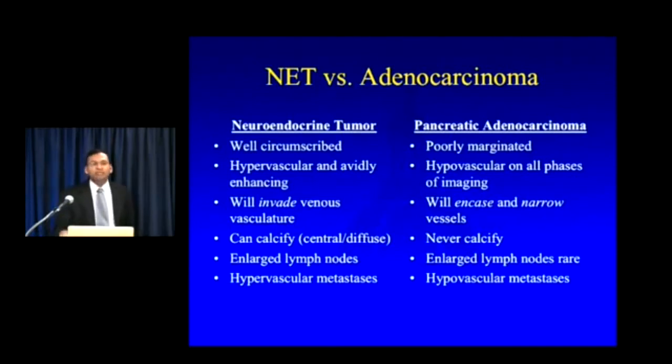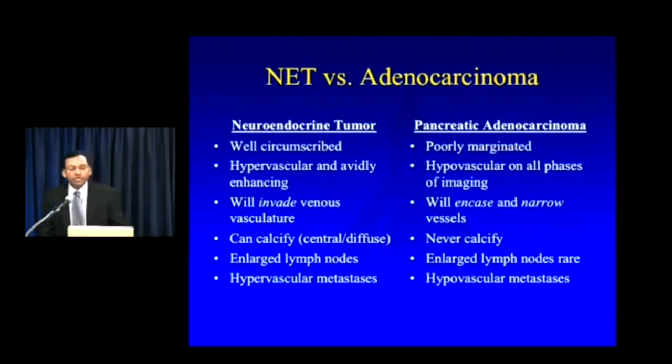So here's a chart really comparing and contrasting the imaging features of a neuroendocrine tumor and an adenocarcinoma. Remember, neuroendocrine tumors are well circumscribed, unlike the poorly marginated adenocarcinoma. In most cases, they are avidly enhancing and will be best seen on the arterial phase, unlike adenocarcinomas, which are hypovascular and best seen on the venous phase. Neuroendocrine tumors, interestingly, will invade the venous vasculature. So if you see a mass in the pancreas that's invading the SMV or the portal vein, that is almost never going to be a pancreatic adenocarcinoma and is usually going to represent a neuroendocrine tumor. Adenocarcinomas, on the other hand, will encase and narrow the mesenteric veins.